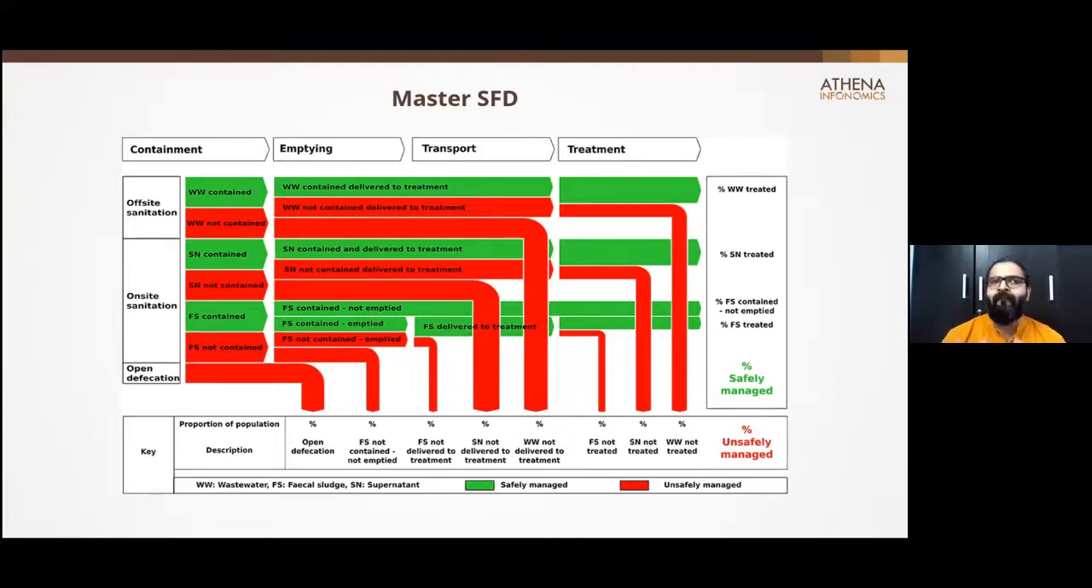So I believe most of you must have heard this term fecal sludge, but let's spend the next couple of minutes to understand what fecal sludge really is. Can somebody help me define fecal sludge?